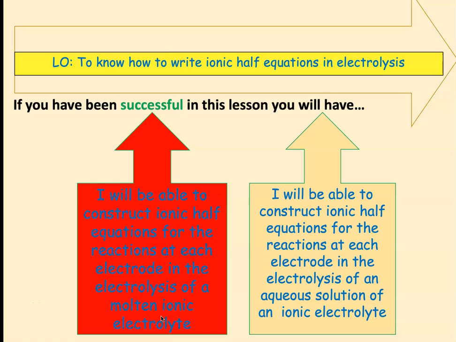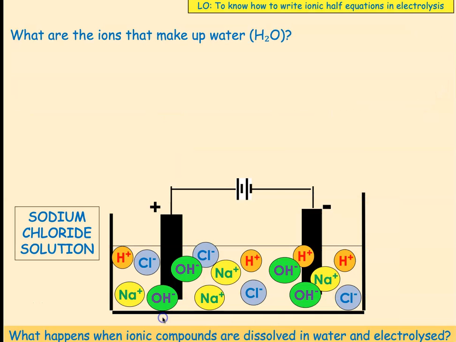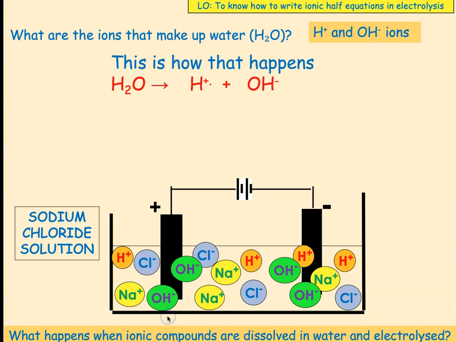Now we're going to look at how we can construct ionic half equations for the reactions with aqueous solutions. Just a little recap of what we did when we did the aqueous solution electrolysis. What are the ions that make up water? Yes, H+ and OH-. This is how that happens. It is the dissociation of water to two ions, H+ and OH-.